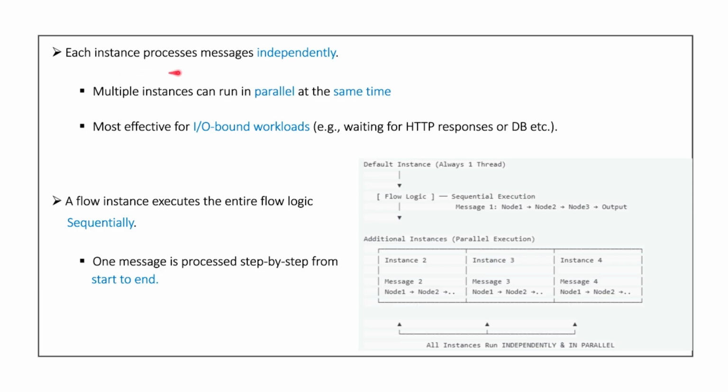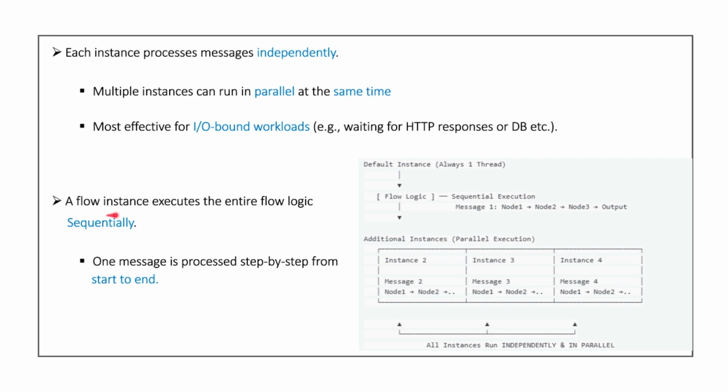Each message flow instance processes messages independently. Multiple instances can run in parallel at the same time. This is most effective for IO bound workloads like waiting for HTTP responses or waiting for the DB response. So in that case, there is no need for the other transactions to wait for that instance. That transaction will be handled by a different instance independently. Here you can see in the additional instances, we have instance 2, instance 3, instance 4. Each is handling different messages independently of each other.